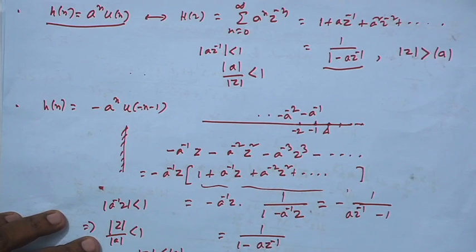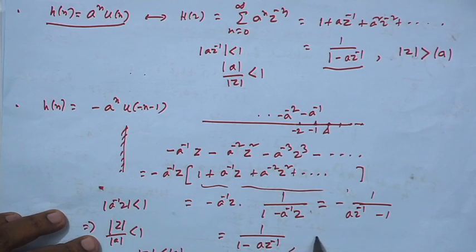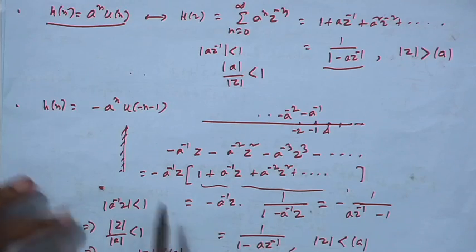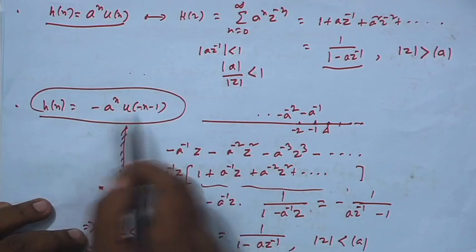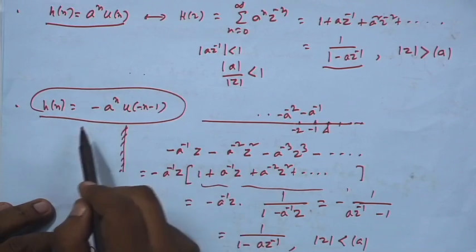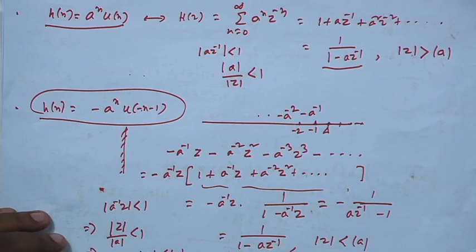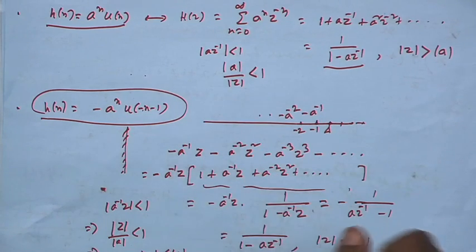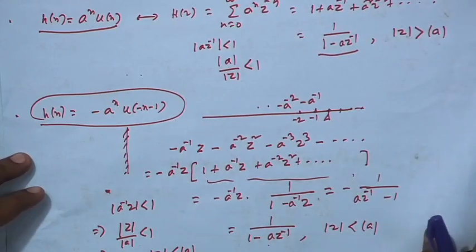So, I worked out this example earlier, same expression you get, but the ROC is different here, the ROC is inside the circle, and as a result your time domain sequence is different from this. This was right sided, it is left sided, it started at 0, it started at minus 1, okay, two different sequences having the same expression for the Z transform, but different ROCs. Okay, we will use these things in a general inverse transform calculation.